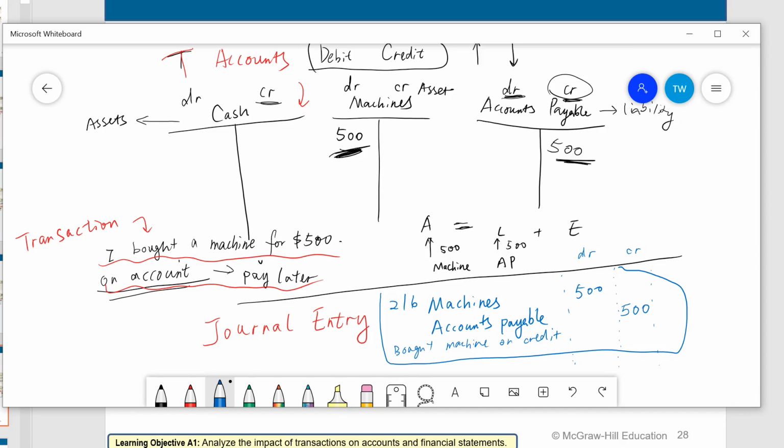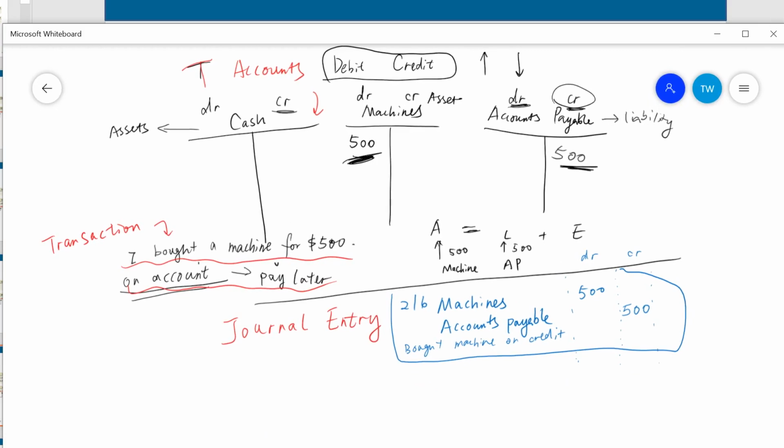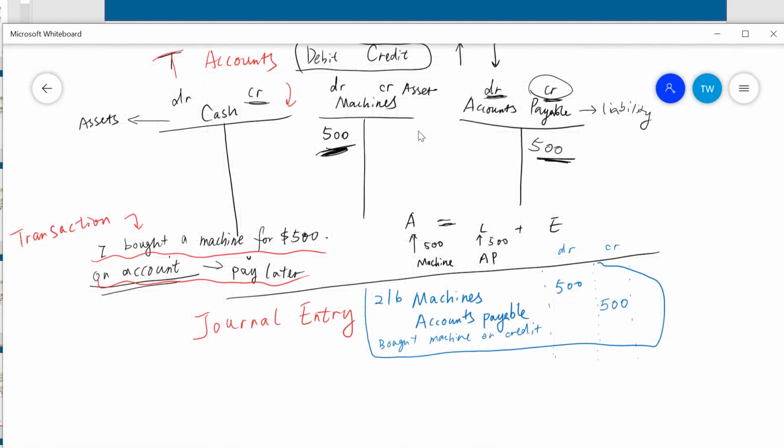Okay, so what happens if a few days later we paid off? Let's say 20 days later, we paid off. Remember, we owed $500 and now we pay it off. Now you have your second event, which is you paid off what you owe on the machine. So now you have a second transaction. So let's say pay off money owed for machine on February 21st.